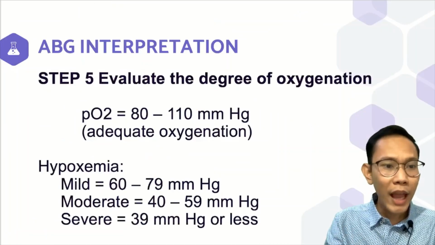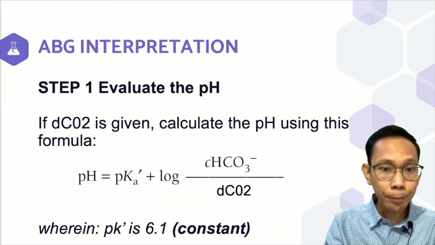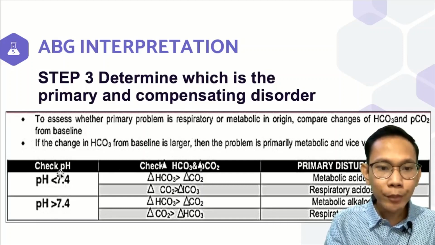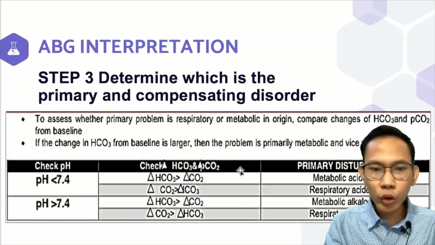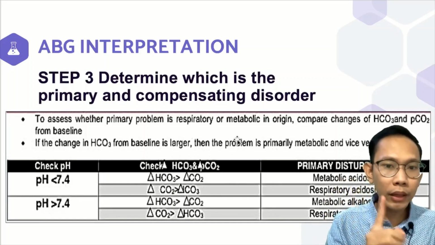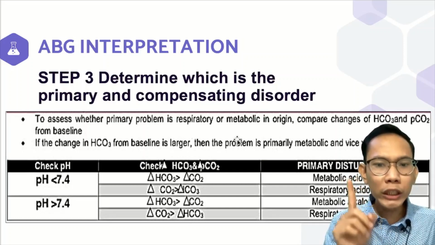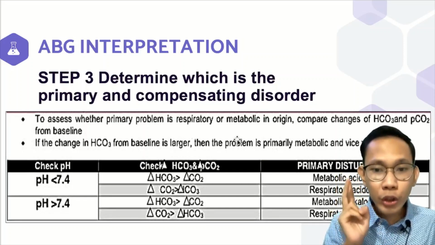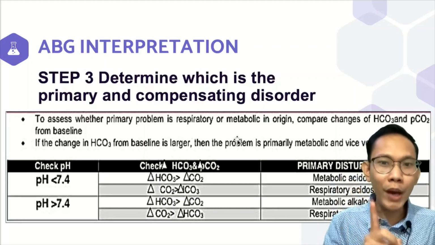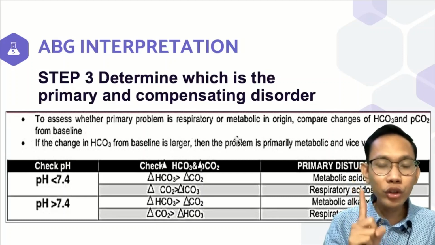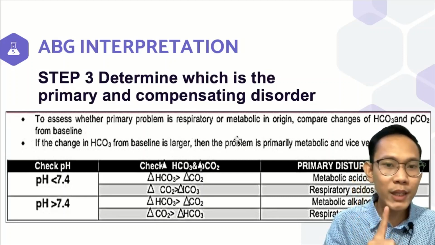But before that, I have a strategy pala dito. Diba, yung primary natin and compensating disorder, you check your pH and then you compute, diba, may computation tayo dito. But I have a very simple tip here. For you to determine kung sino yung primary and compensating disorder, you check first the step 1. Ano nga yung step 1 natin? Yung step 1 natin is that we have to check kung ano yung patient natin, alkalosis or acidosis.